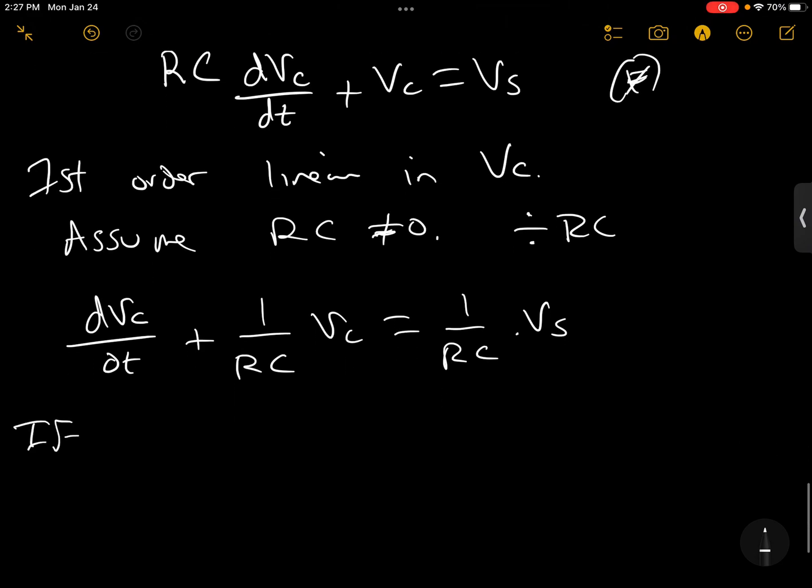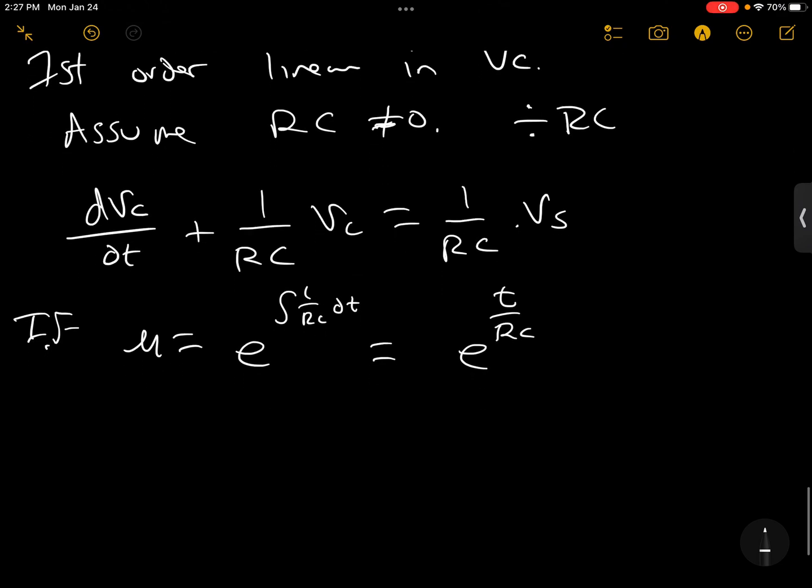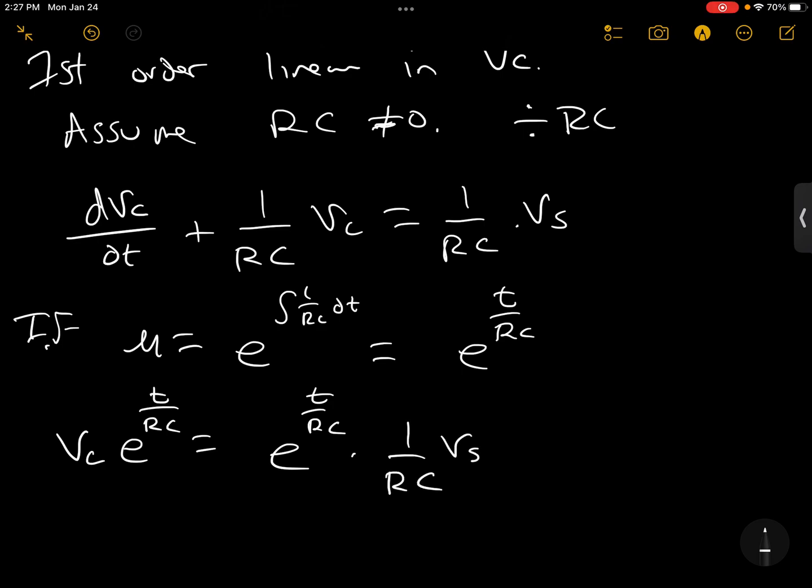Find the integrating factor. This is cool. So mu equals e to the integral of 1 over RC dt, which is e to the t over RC. Okay, so there's our integrating factor. Now we write down the solution just like we did a minute ago. So it's VC e to the t over RC equals the integral of e to the t over RC times the right-hand side, which is 1 over RC VS, integrating with respect to t.